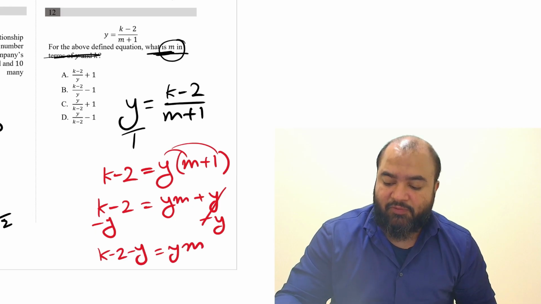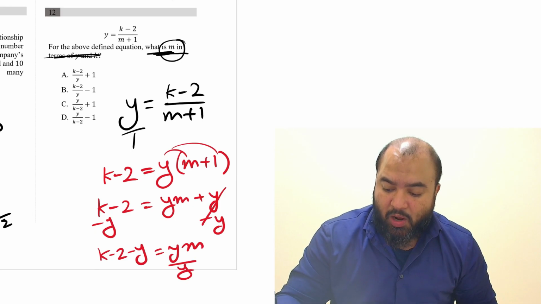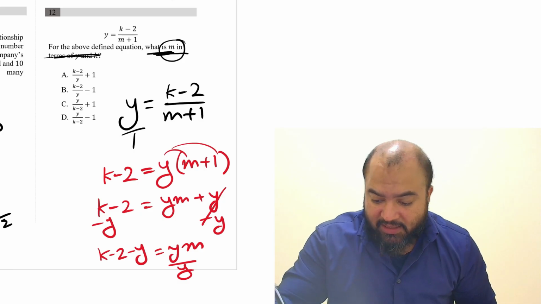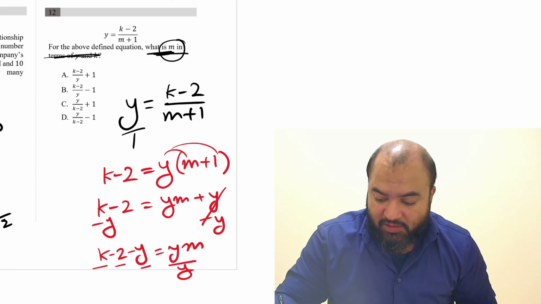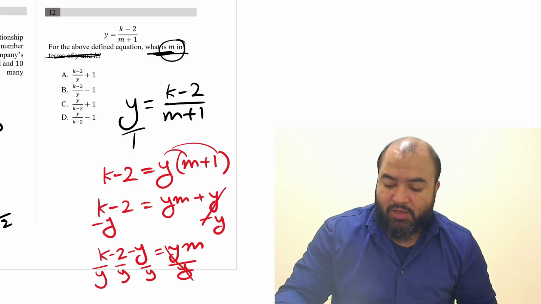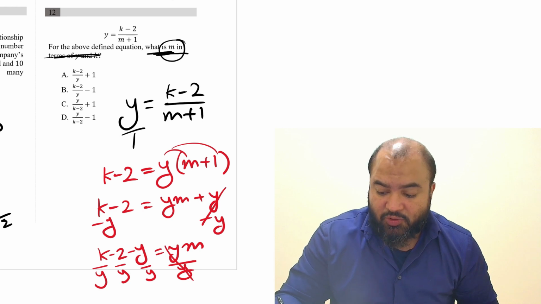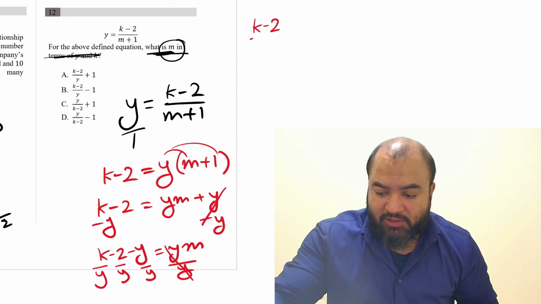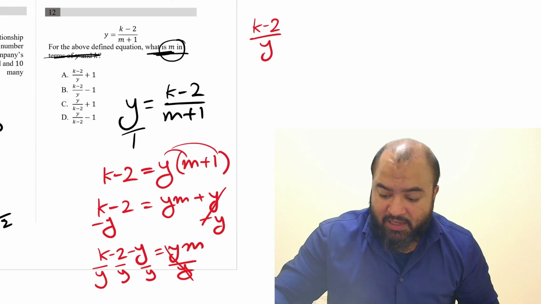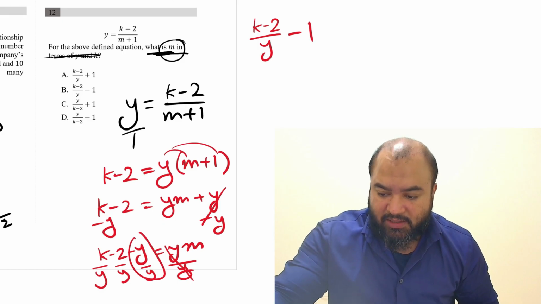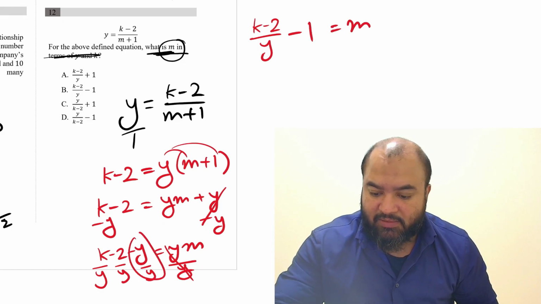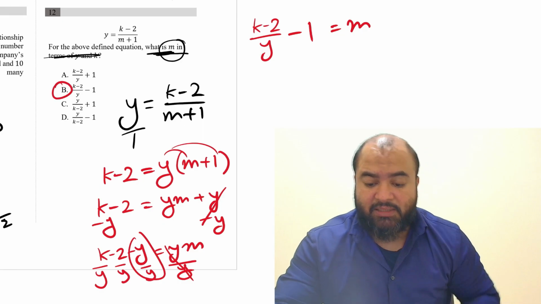Now we want to solve for M. So we divide by Y. You see the ones and everything, that means they divided each and every one of them by Y. Okay, so Y over Y, that's where the 1 comes from. So K minus 2 over Y, you can write as K minus 2 over Y instead of separately. And this one, minus 1. That's what they did, a small trick. So B is the answer.